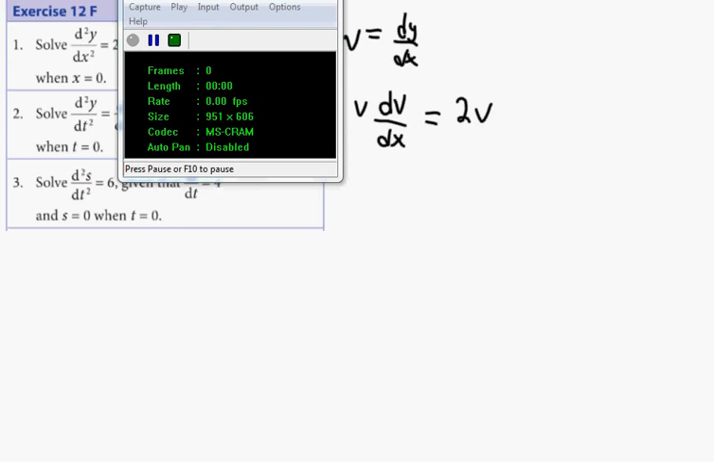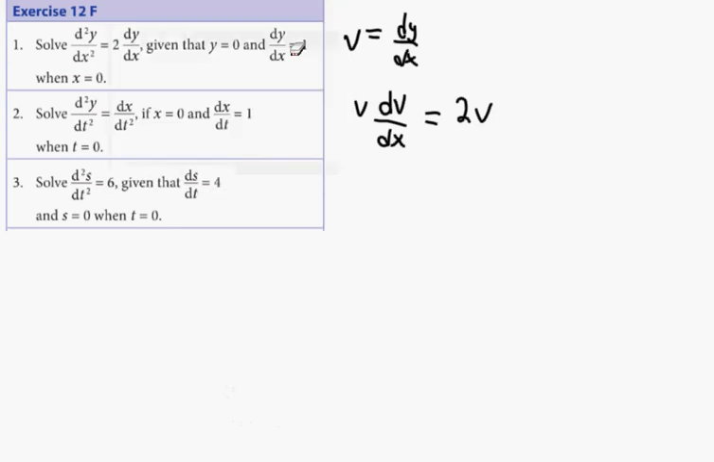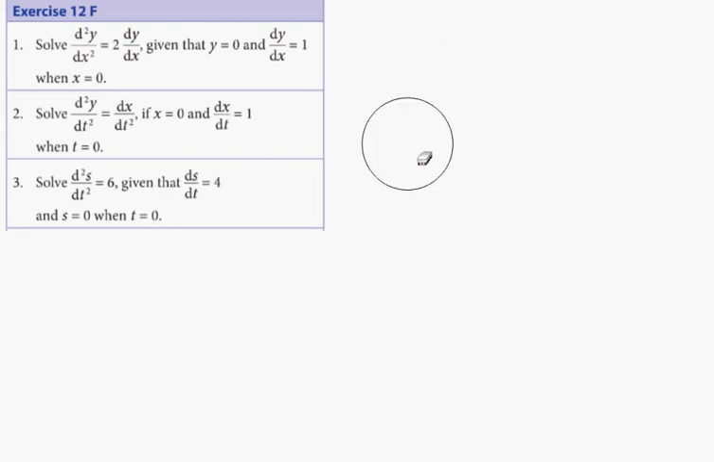What we have here, guys, is second order differential equations, okay? So the second derivative is given. The first one is d²y/dx² equals 2 times dy/dx, given that y equals 0 and dy/dx equals 1 when x equals 0.